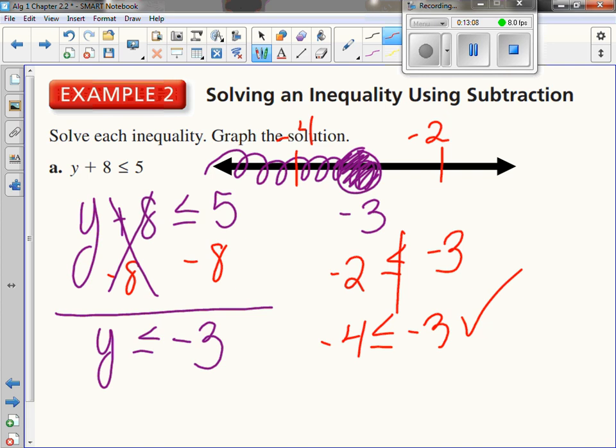So we can check a point. If we're kind of stuck on it, pick a point on one side or the other and check to see, does it make a true statement? If it does, then we shade that direction. If it doesn't, we shade the other way. Since negative 2 did not make a true statement, we're shading on the side that doesn't have it. Questions on this?